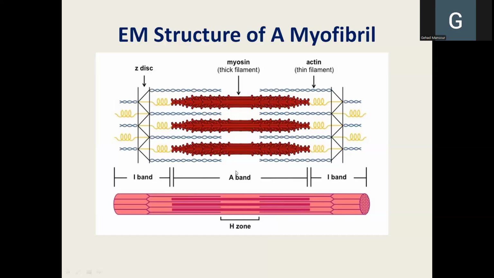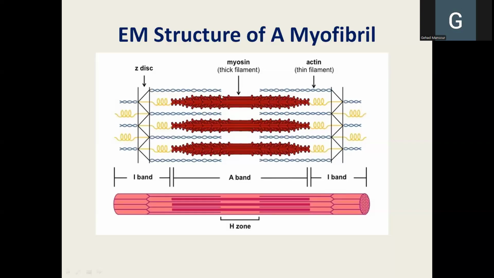And in the middle of the A band, or the dark band, you have this H zone that is dark, but less dark than the rest because it contains myosin only, but not actin. On the other hand, the I band contains only actin filaments. One half of the I band is present in one sarcomere, and the other half is present in the other sarcomere.